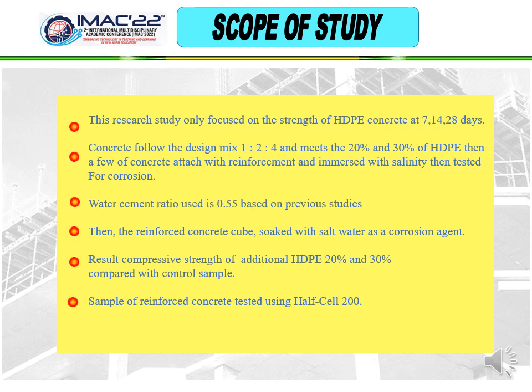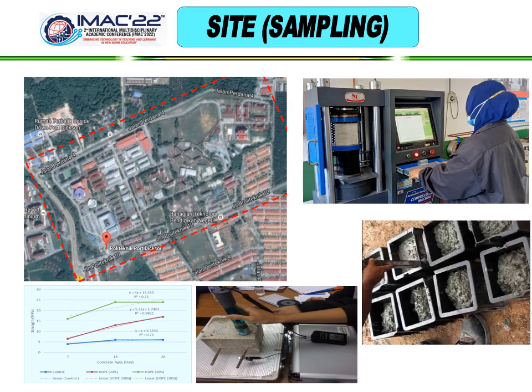Result: compressive strength of additional HDPE 20% and 30% will be compared with control samples. The same goes for the samples of reinforced concrete. Then they will be tested using Half Cell 2000 to check the corrosion potential. The compression test is conducted at Polytechnic Production, and the corrosion potential test is done at the Malaysian Nuclear Department.